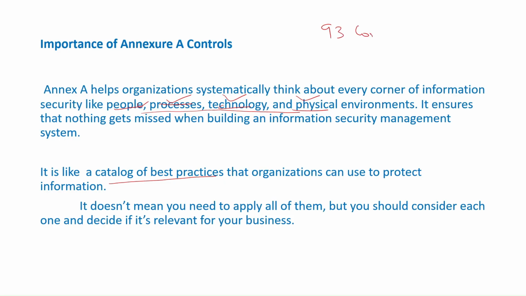Since there are 93 controls in total in Annexure A, does it mean that you have to implement all the controls? No. All these controls are not mandatory. Just keep it in mind that they are not mandatory. You need to consider each and every control and decide whether this is relevant to your business or not.